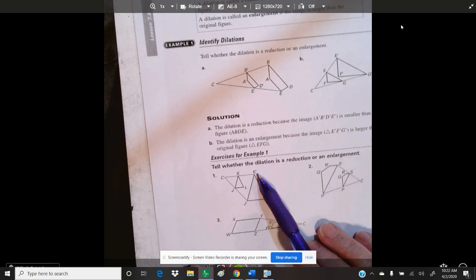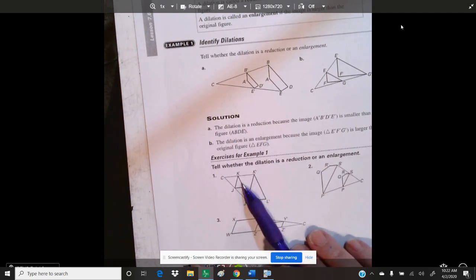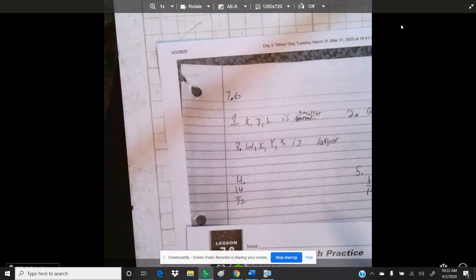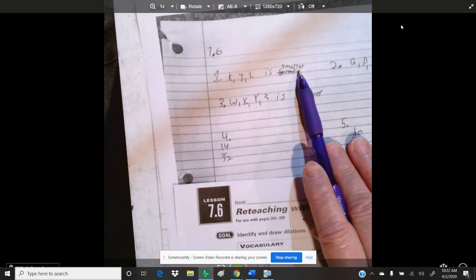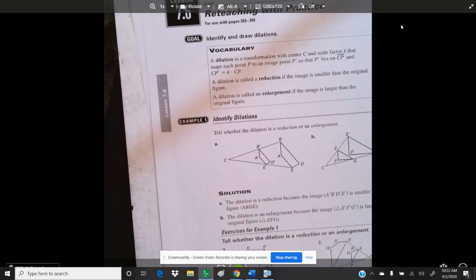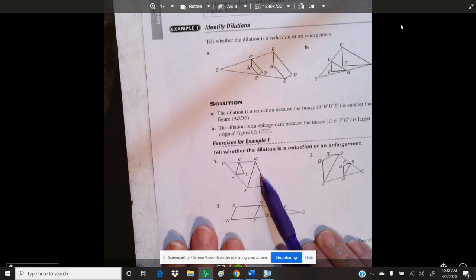And so you have to ask yourself, when I'm going from this triangle to this triangle, is it getting bigger or is it getting smaller? If it's getting bigger, it's an enlargement. If it's getting smaller, it's a reduction. So if you take a look here on your work, you said JKL is smaller, which is true, it is smaller, but that's really not what the question is asking you. It's asking you when you go from this one to this one, whoops, sorry. When you go from this one to this one, is it getting bigger or smaller? And it's getting bigger, so it's an enlargement.